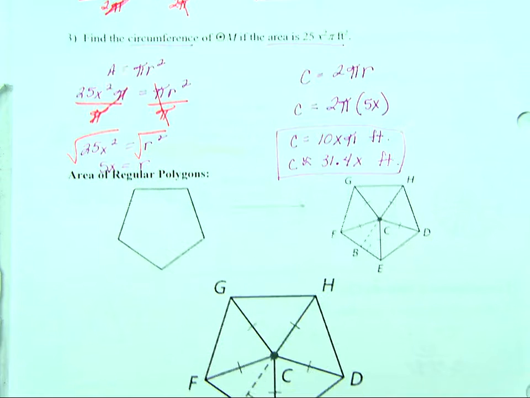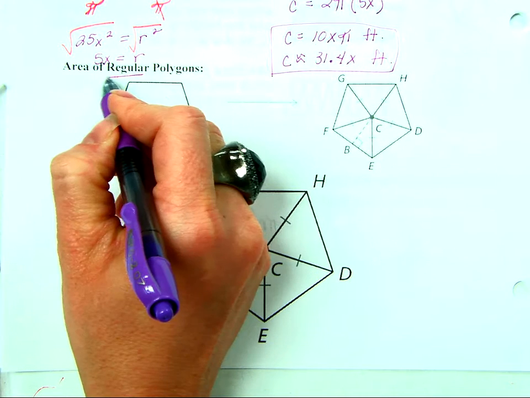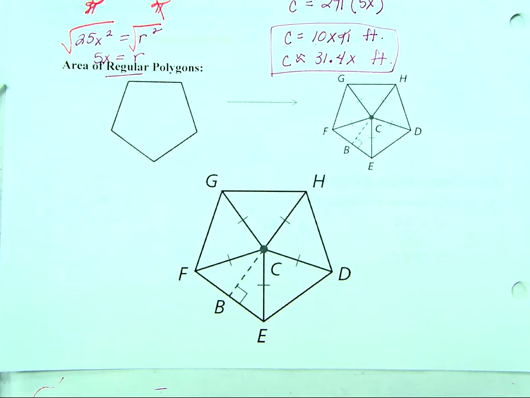Okay, now we're going to switch gears a little bit, and we're going to take a look at finding the area of a regular polygon. Finding the area of a regular polygon. What does that mean if a polygon is regular? Yeah, it's equilateral and equiangular.